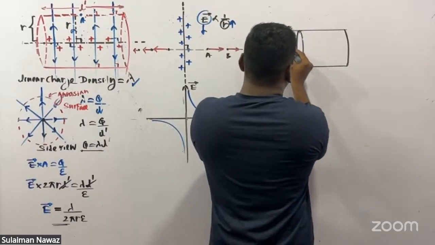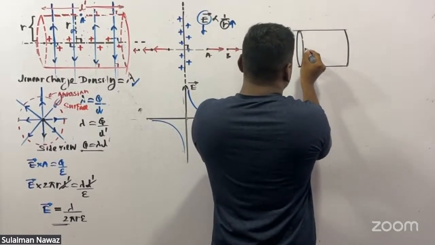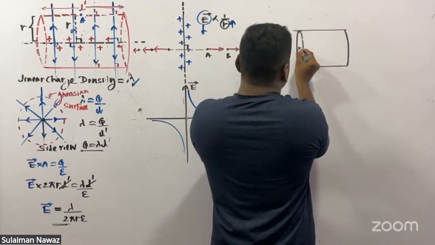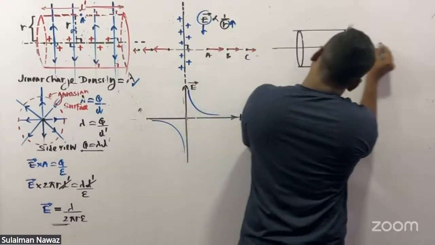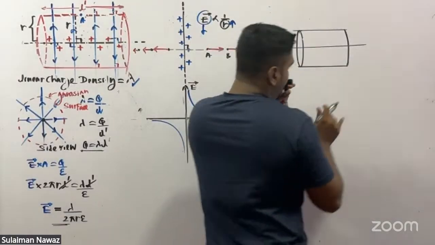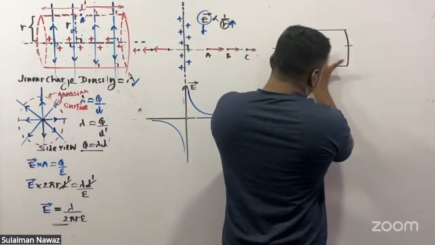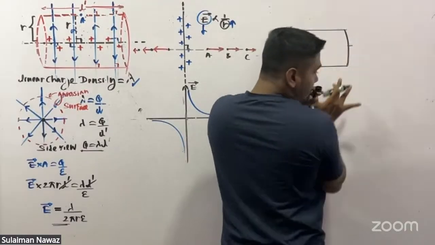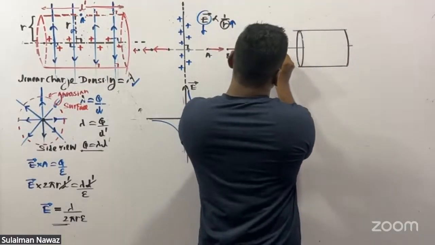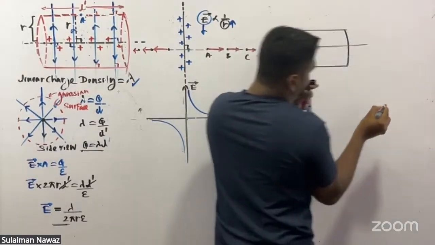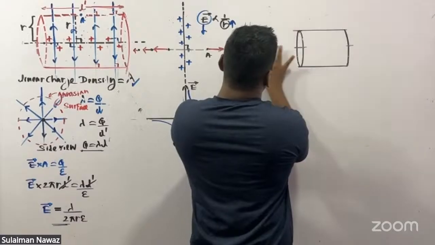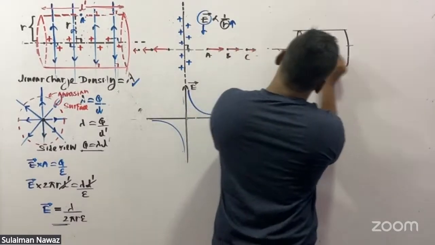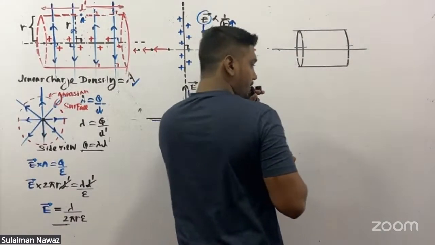The axis of the cylinder passing through the center of the cylinder is the axis. You want to think in a 3D manner. If not, it's not easy to understand what I'm doing. This is the axis passing through the cylinder.